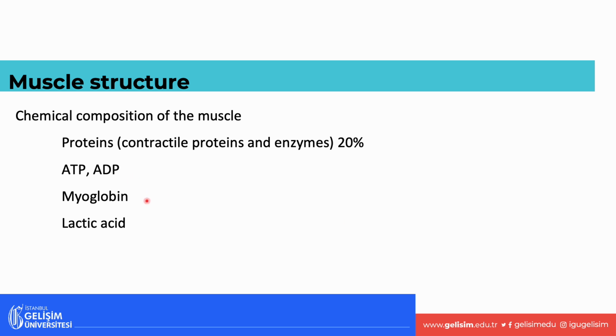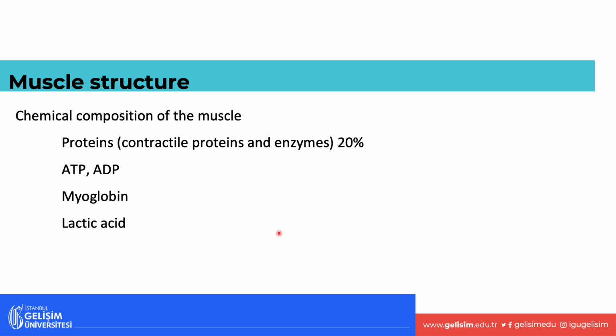Myoglobin is another important component of muscle. This is a protein that stores oxygen within muscle cells. This allows muscle cells to have a readily available source of oxygen during periods of increased demand, such as when we're exercising.